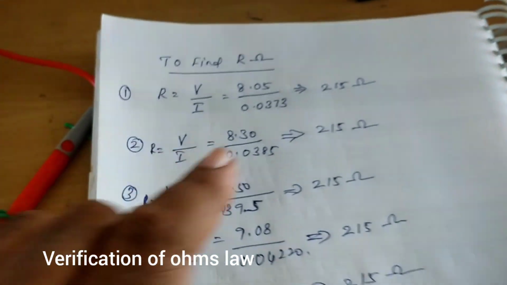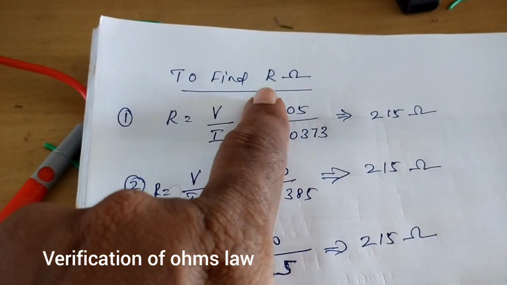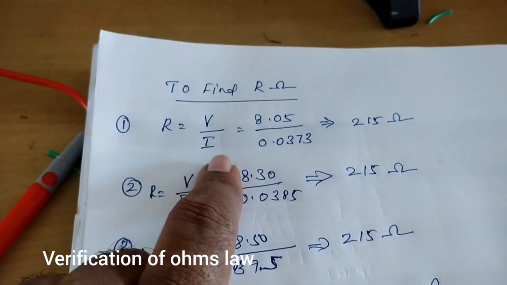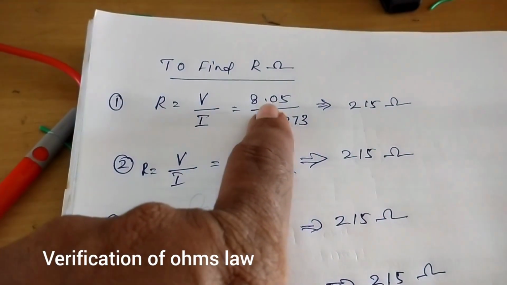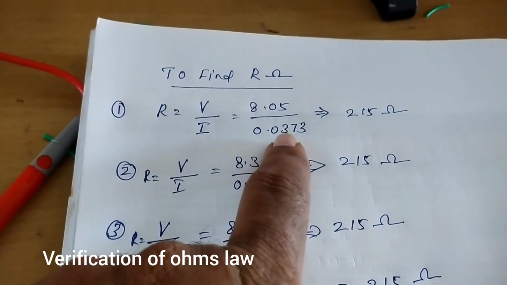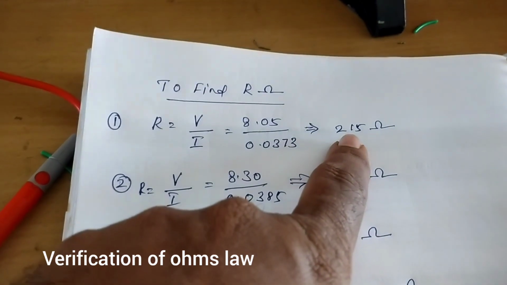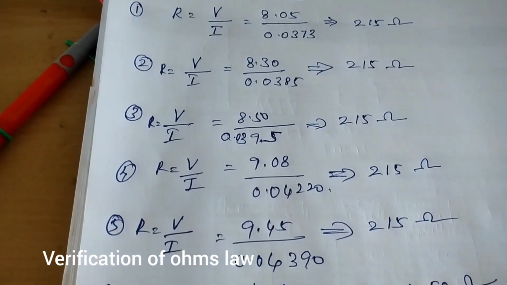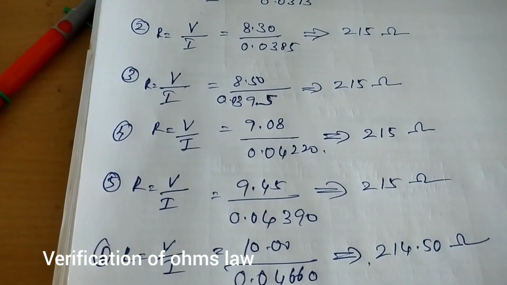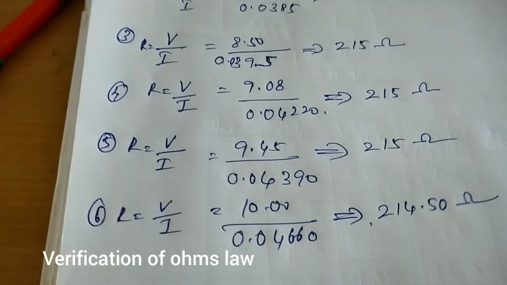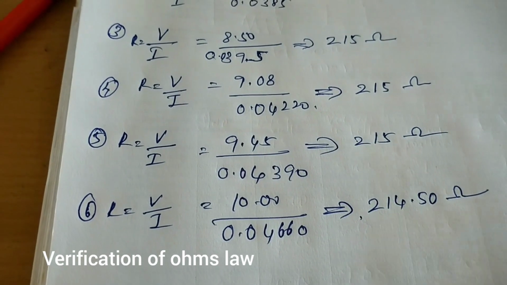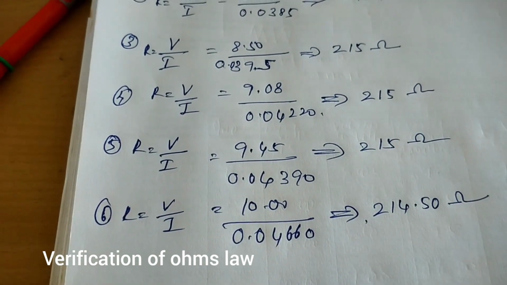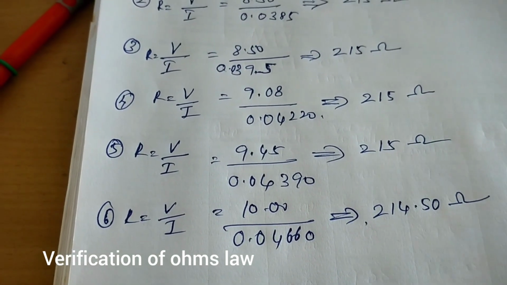So to find resistance in ohms, R equal to V by I, you can see 8.05 divided by 0.0373, so 215 ohms. Second value, third value. You see all the values are 215 ohms, we used 220 ohms.